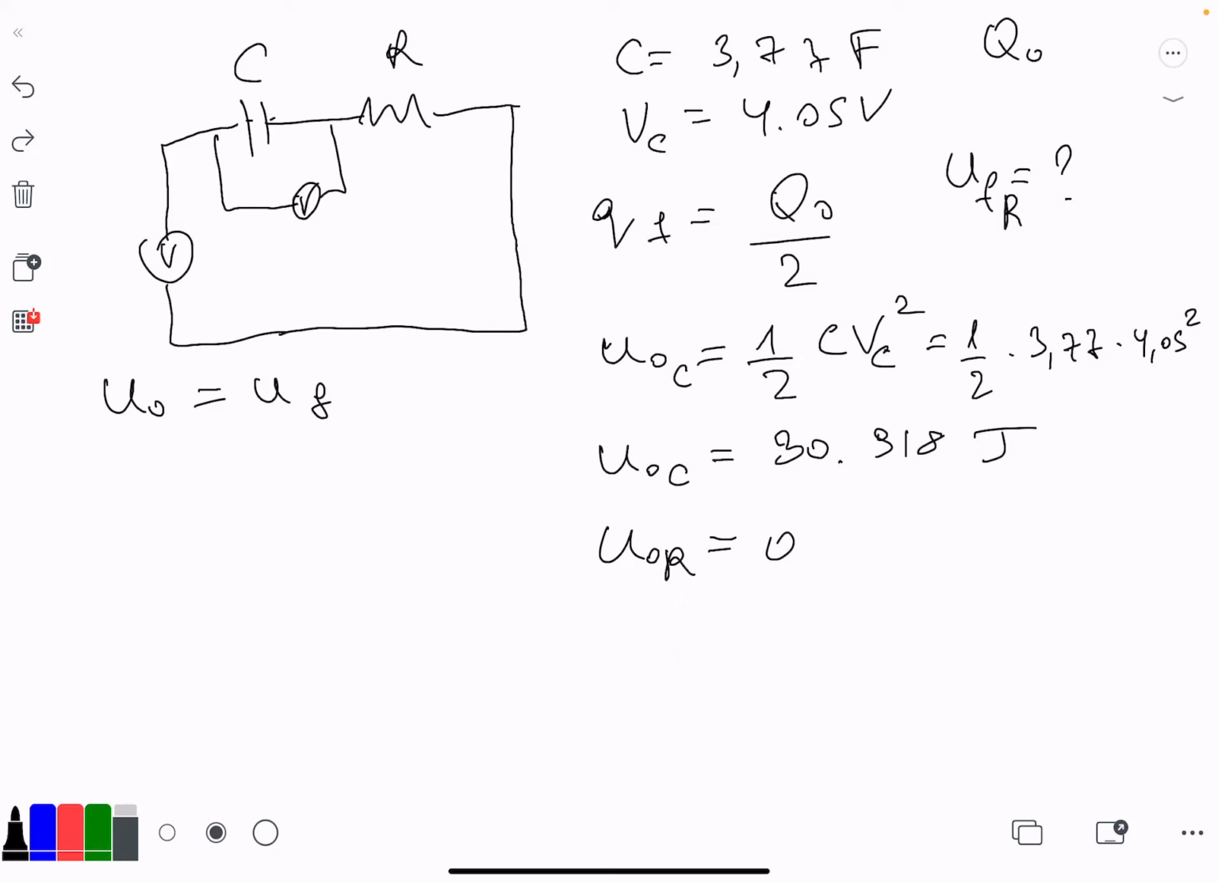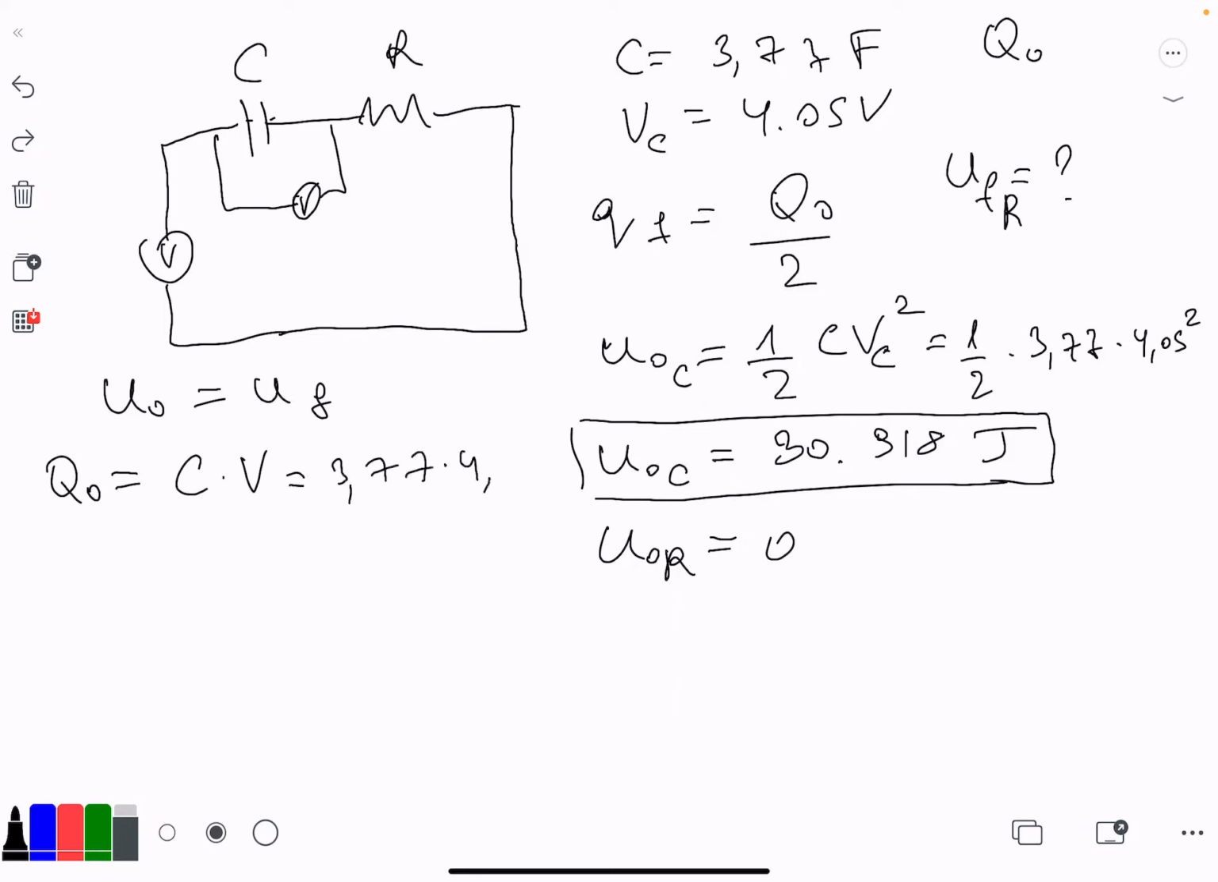Now, what do we have to do? We have found the initial energy of the capacitor. Can we find the final energy? What is the initial charge that was stored in the capacitor? How can we find it? What is the formula? Capacitance multiplied by V, correct? V is the potential difference across the capacitor. Which means 3.77 multiplied by 4.05. How much will you get? 15.26 coulombs. This is the total charge that was stored in the capacitor initially.